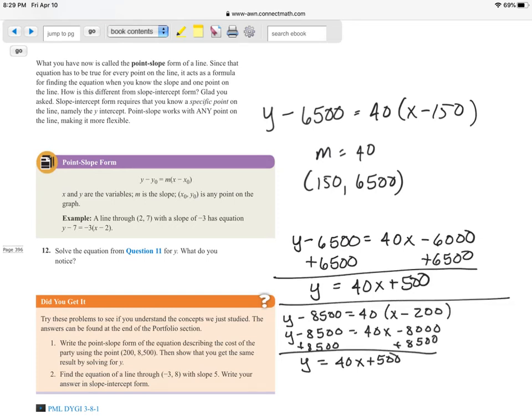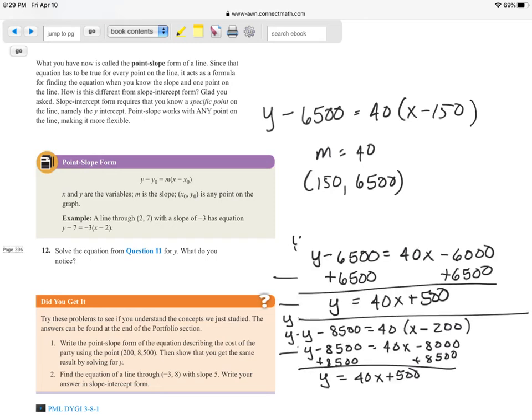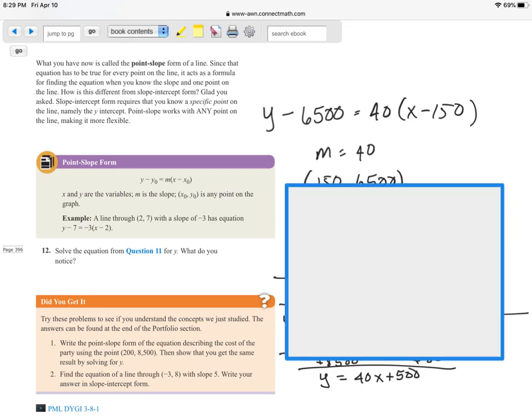And then on 2, they ask us to find the equation of a line through -3, 8 with a slope of 5. But then they want us to write our answer in slope-intercept form. Well, I would like just a little bit more space for that. That didn't work out at all. Let's try something else. There we go.